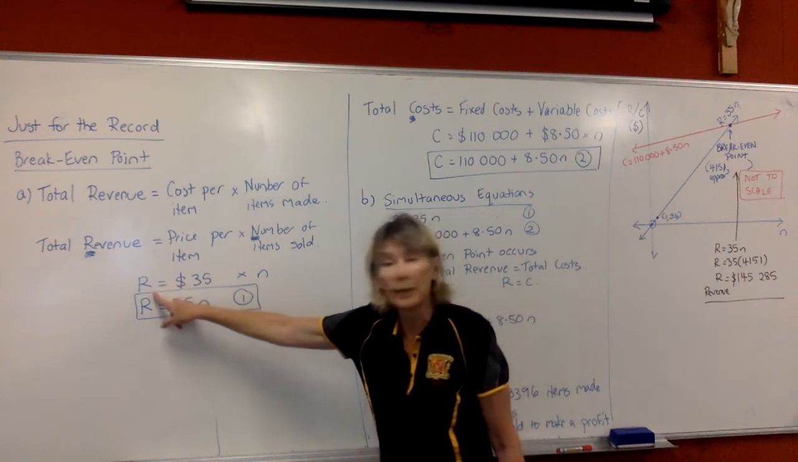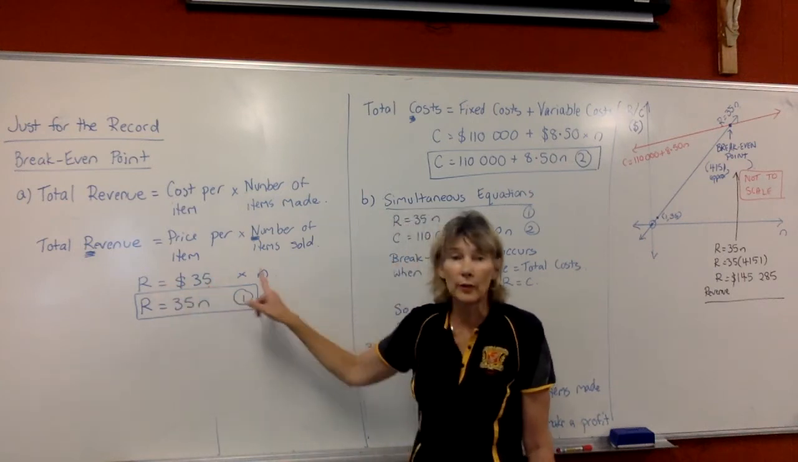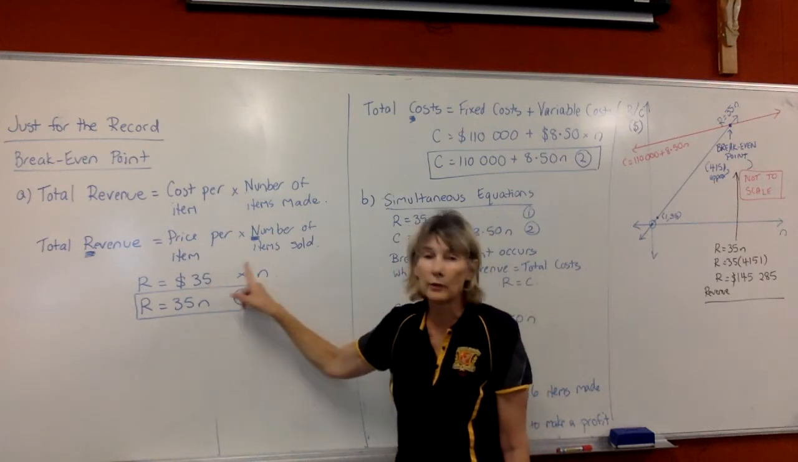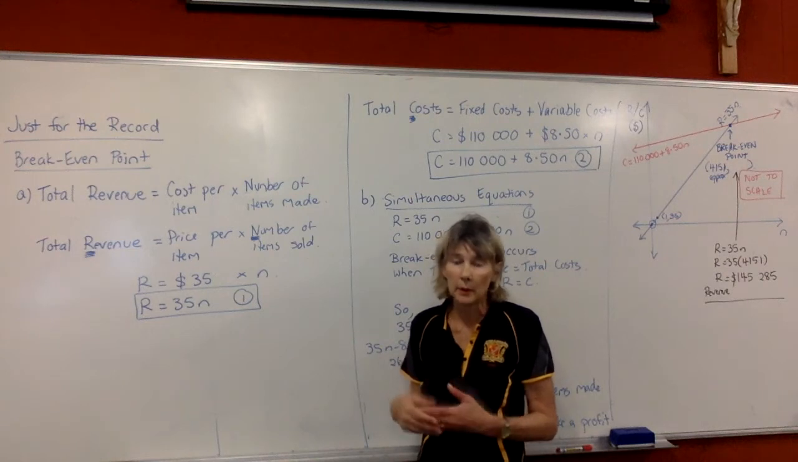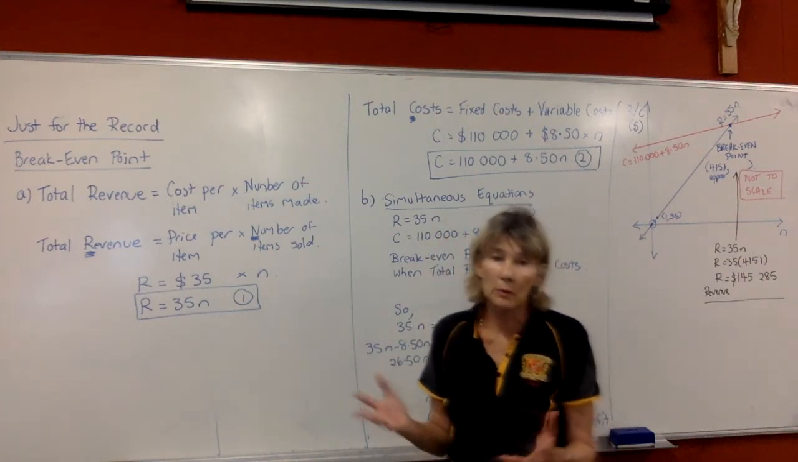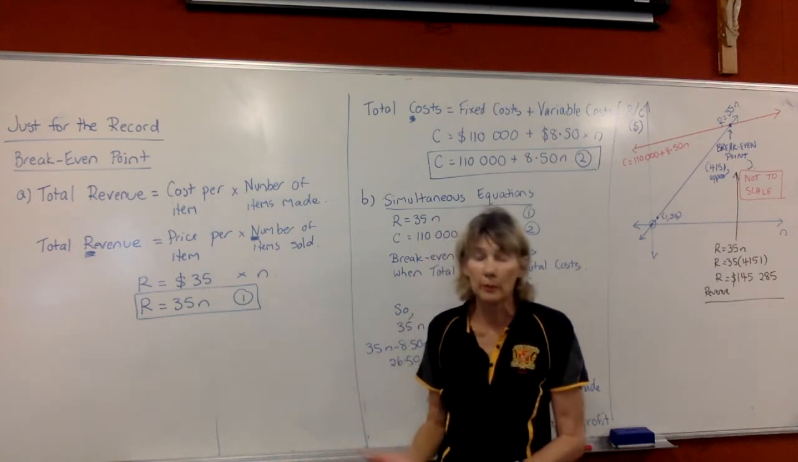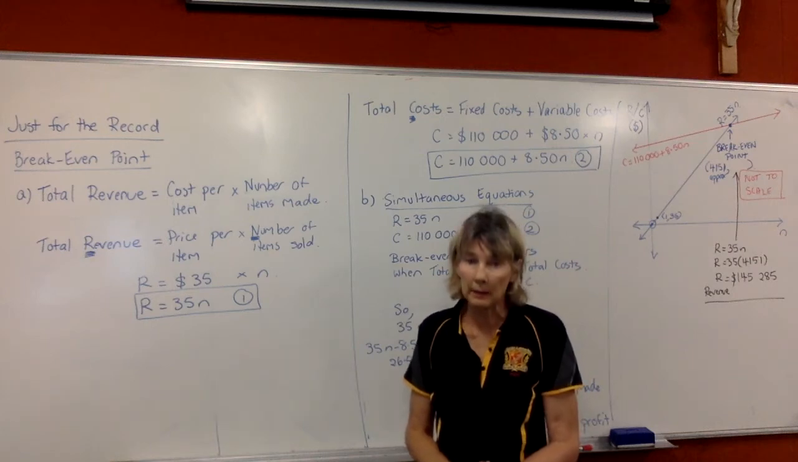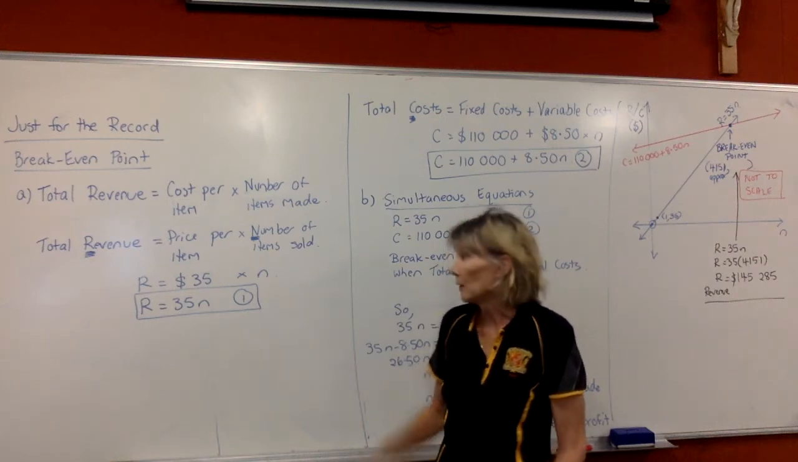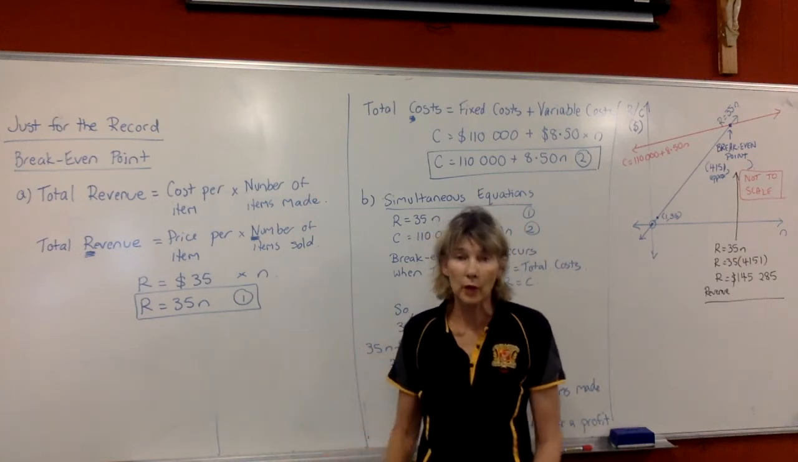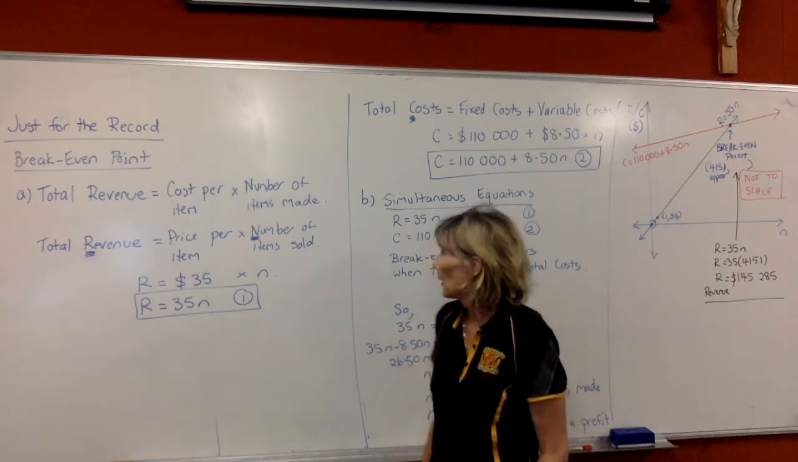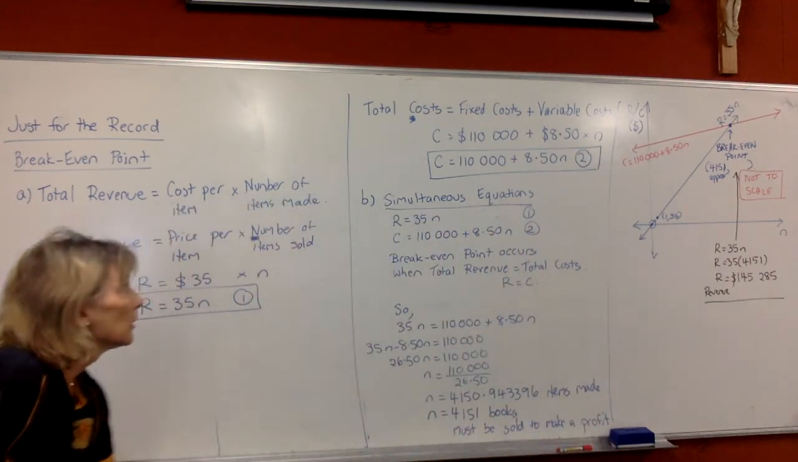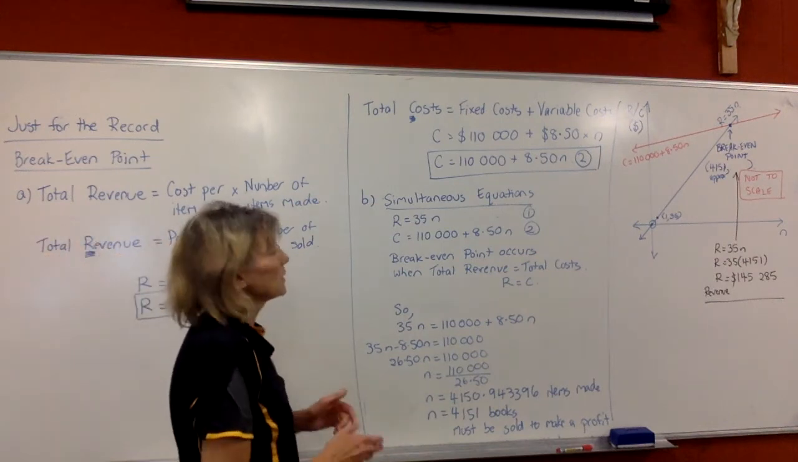So our total revenue is going to be $35 for each book sold, so it's going to be $35 times N. Revenue just means the amount of money coming in. People will often, when they're doing their books for a business, talk about what our revenue was last year. That's not how much money they make. That's just how much money they bring in. If you sell a book for $35 and you sell 2 books, you bring in $70. That's your revenue.